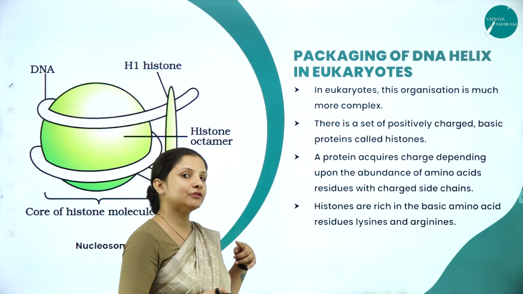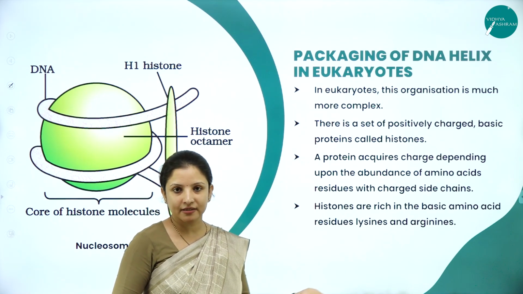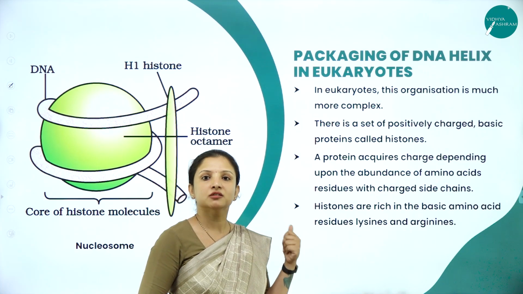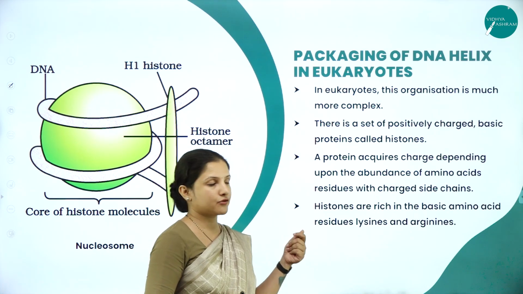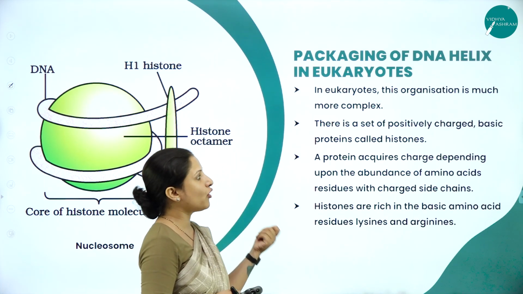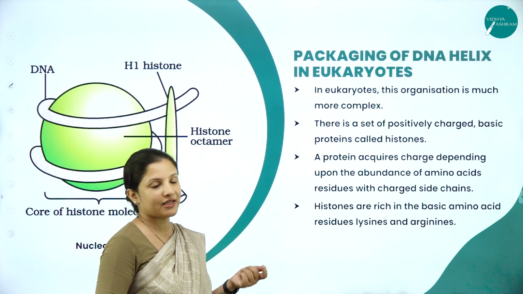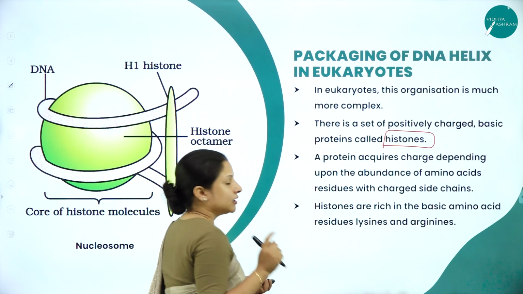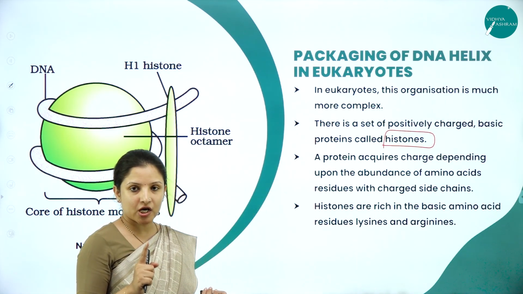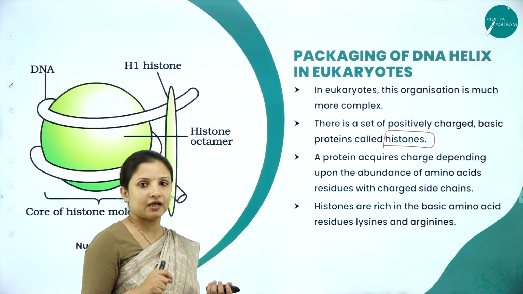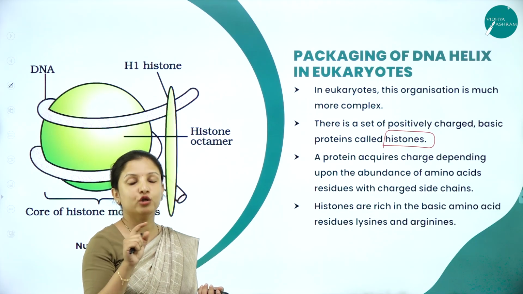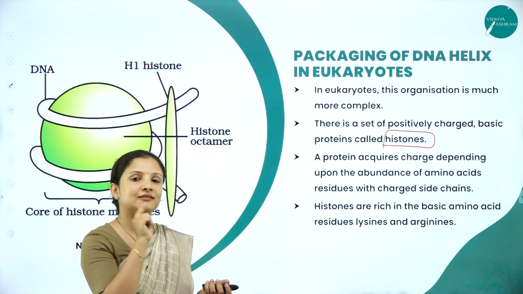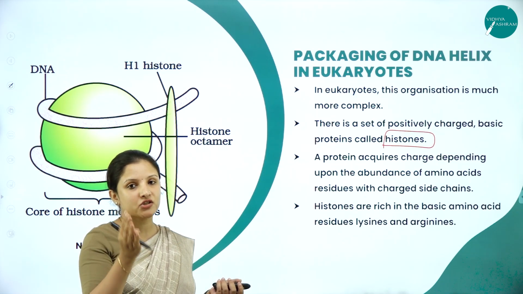In eukaryotes, do they look like a loop itself or some other structure? We will look into it. In eukaryotes, the organization is much more complex when compared to the prokaryotes. There is a set of positively charged basic proteins called histones. Here also, the DNA is negatively charged because the backbone of the DNA is made up of phosphate molecules, which carry a negative charge. That phosphate molecule gets attracted towards the positively charged protein.